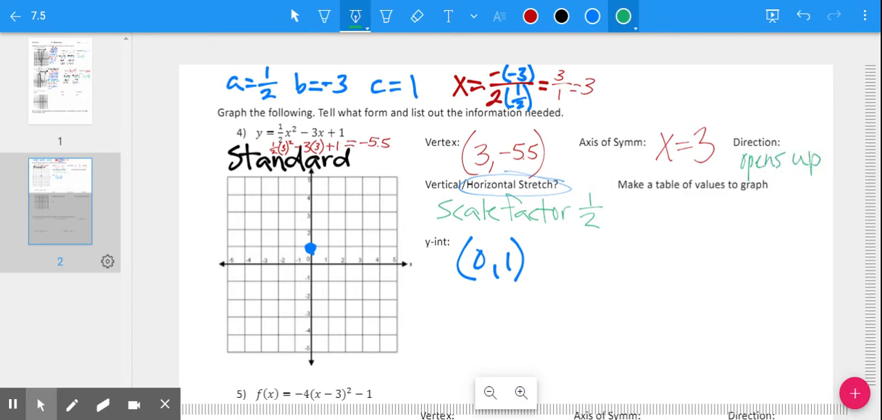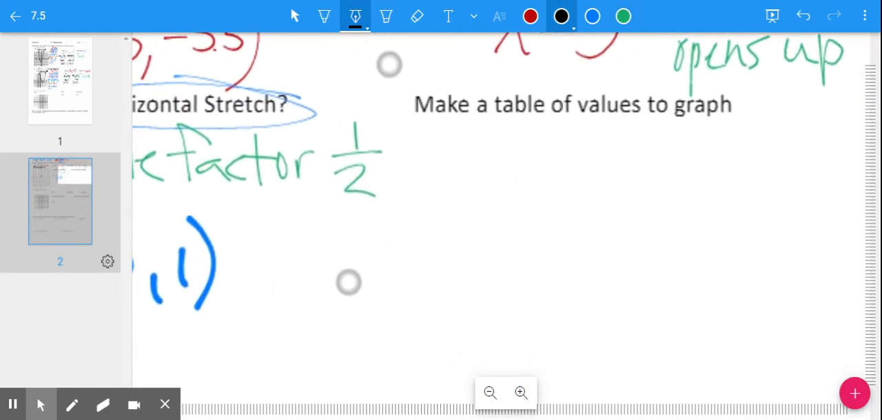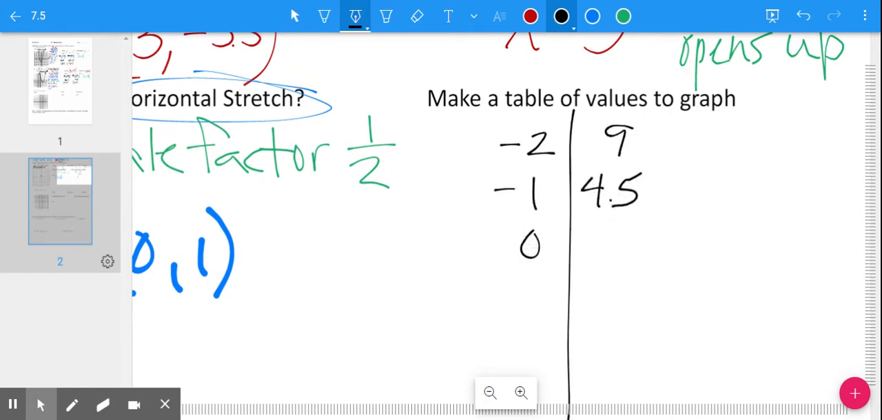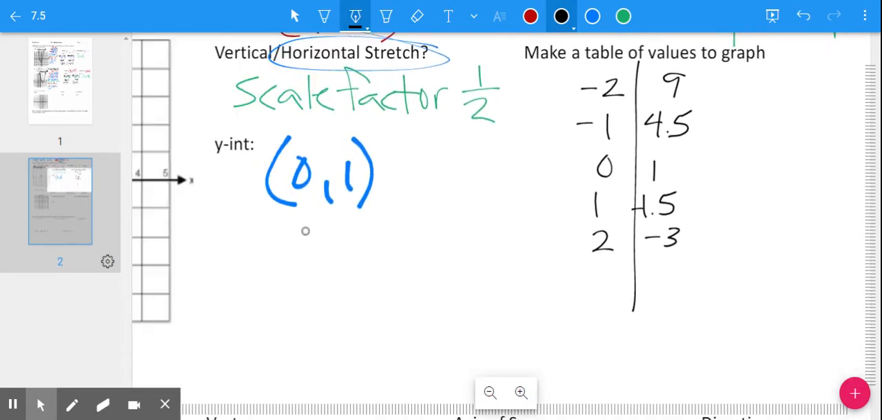You can use your calculator to make a table of values. That's what I did. So we've got -2, 9; -1, 4.5; 0, 1; 1, -1.5; 2, -3; 3, -5.5; and 4, -3.